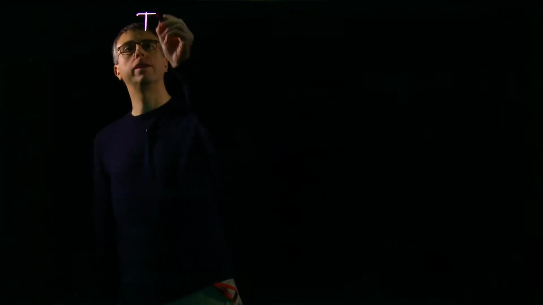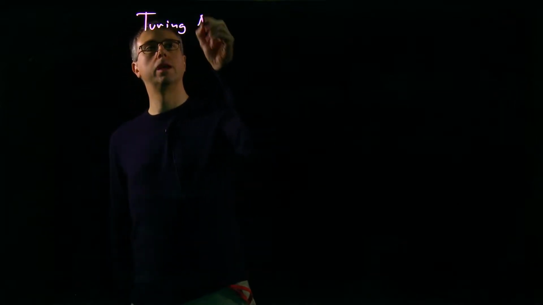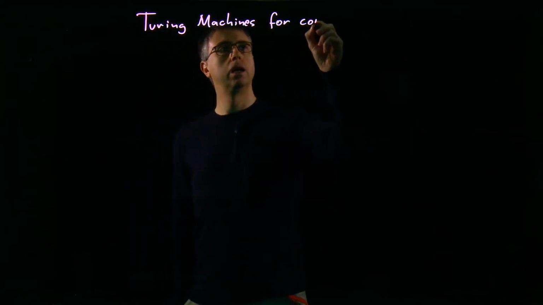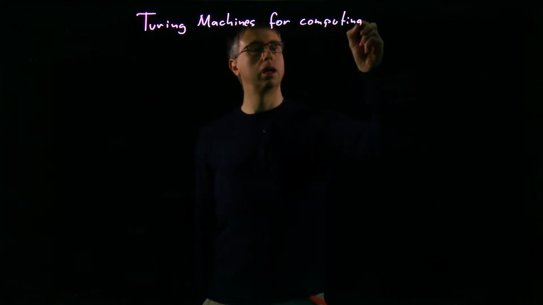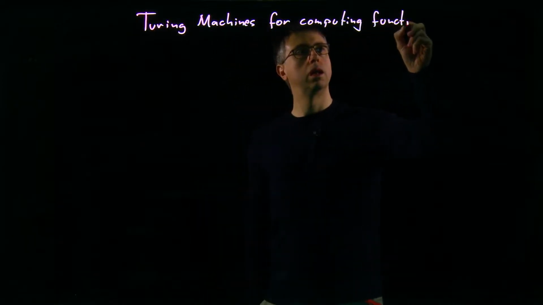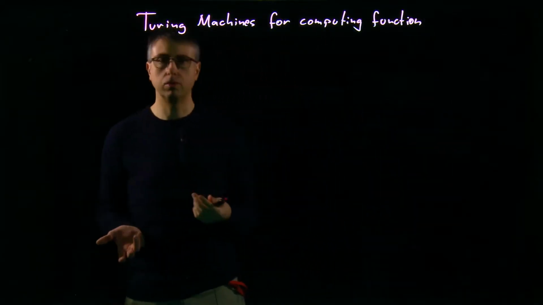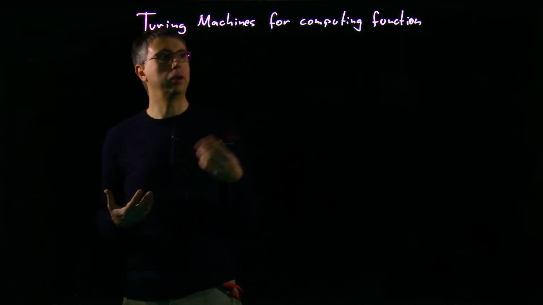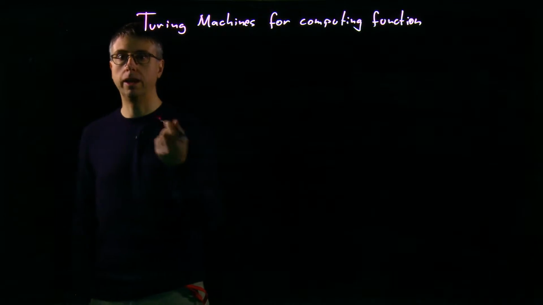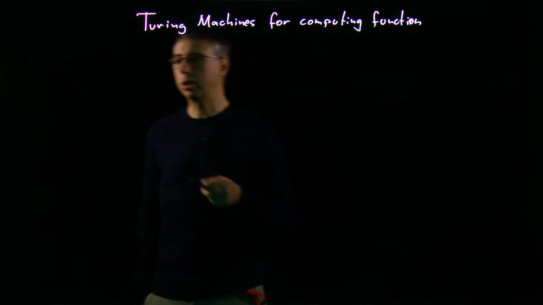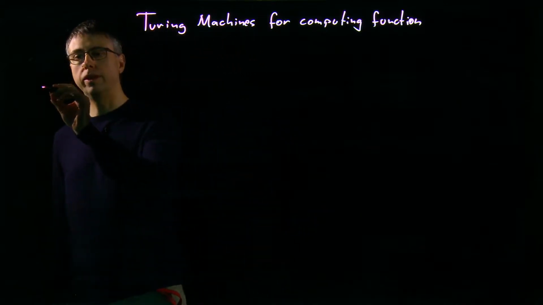In this video, we consider a second use of Turing machines, and this is to compute functions. So this video is about Turing machines for computing functions. Up to now, we have used Turing machines to accept words, to accept languages, and now we use them for computing functions. And that's actually one of the historic motivations for the Turing machines, to describe what can be computed. And let's start with this Turing machine.